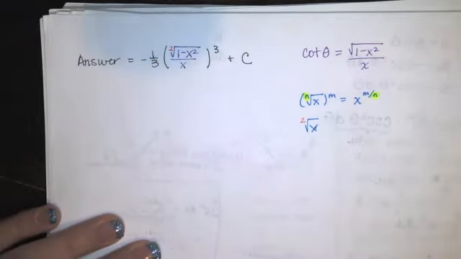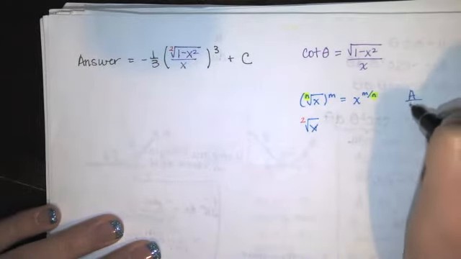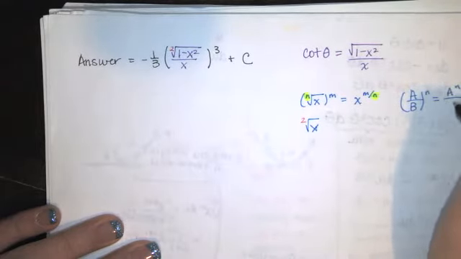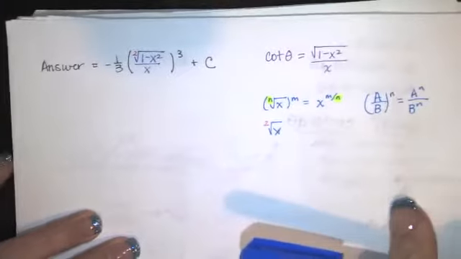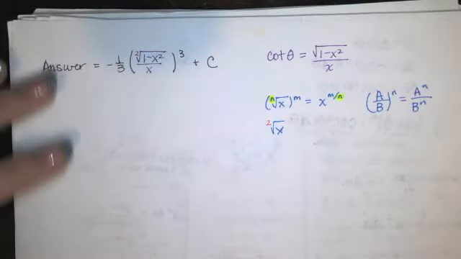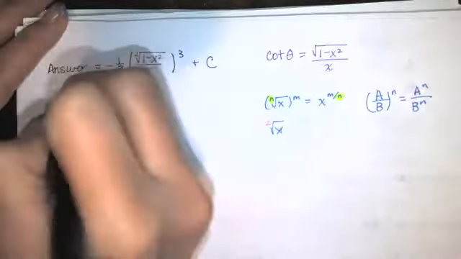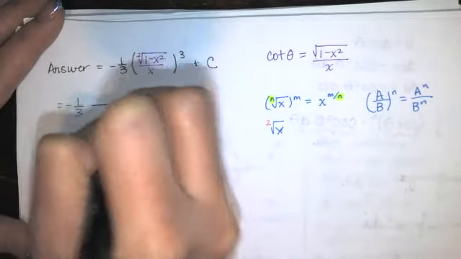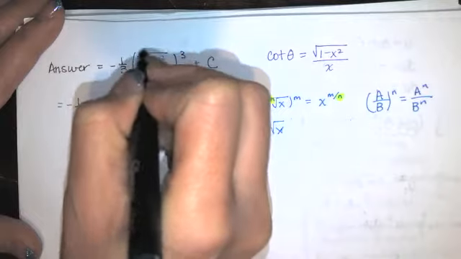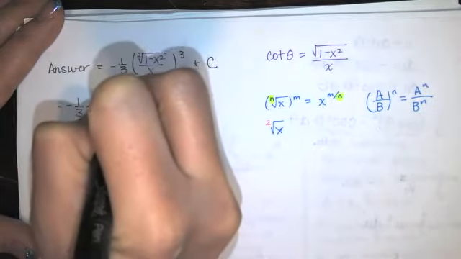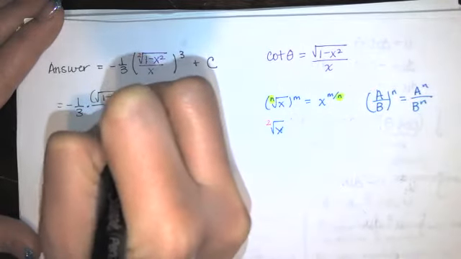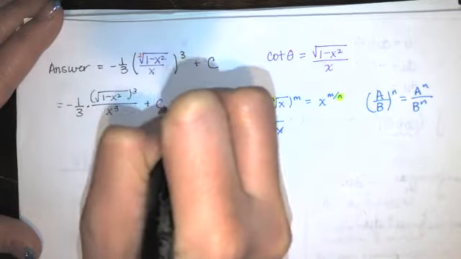If you're saying, how can I just cube that? That's because of this other fact from algebra. If we've got a quotient and we're raising it to a power, we can raise the numerator to that power and the denominator to that power. So this is negative 1/3 times this expression cubed over the x cubed, applying that third power to the numerator and the denominator.